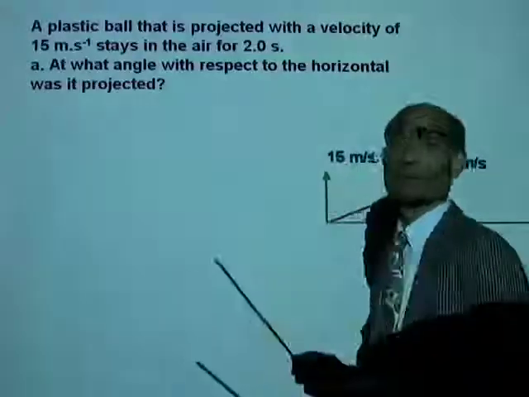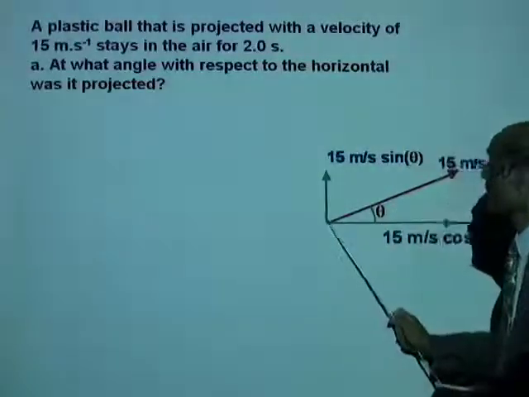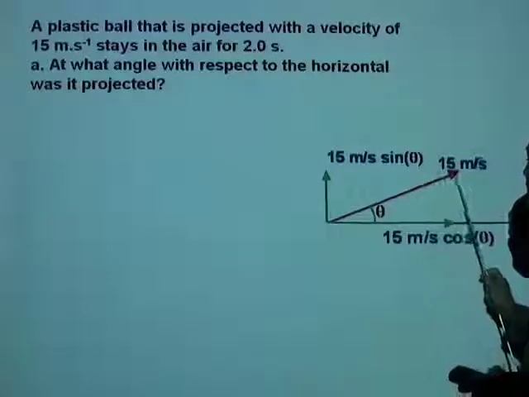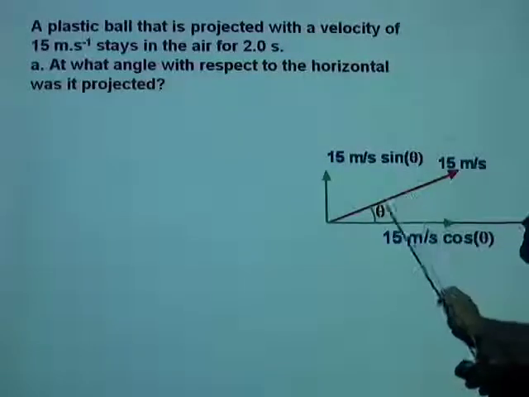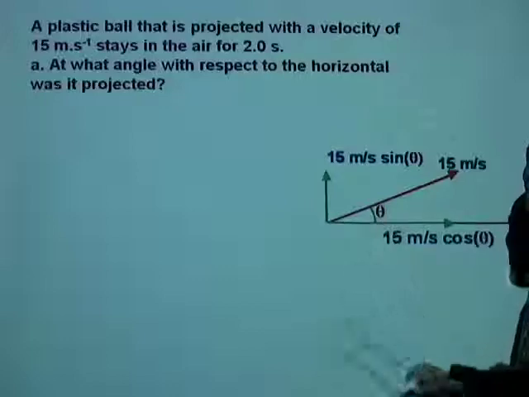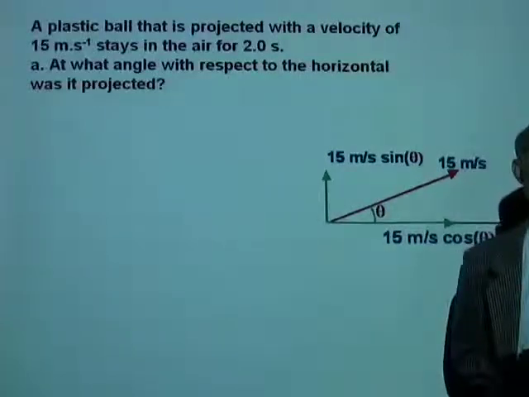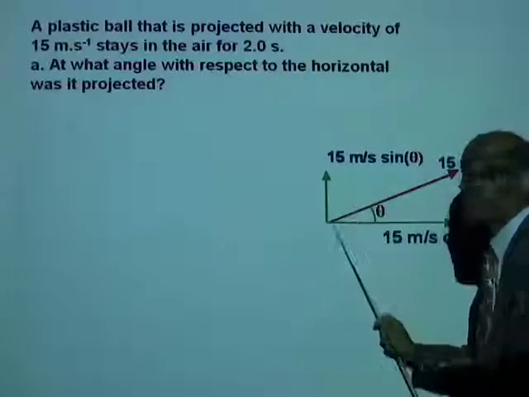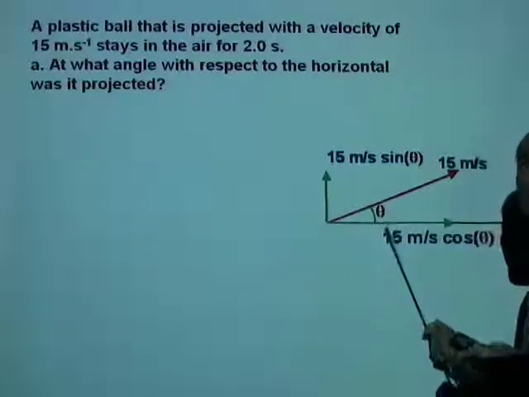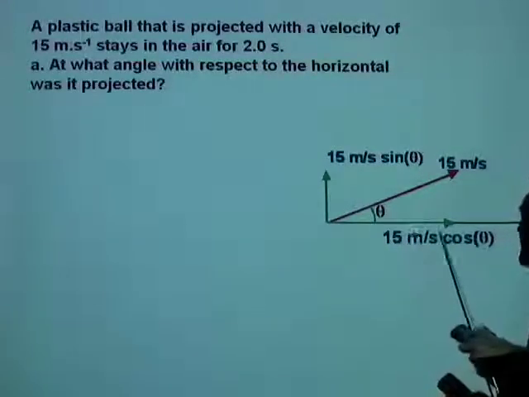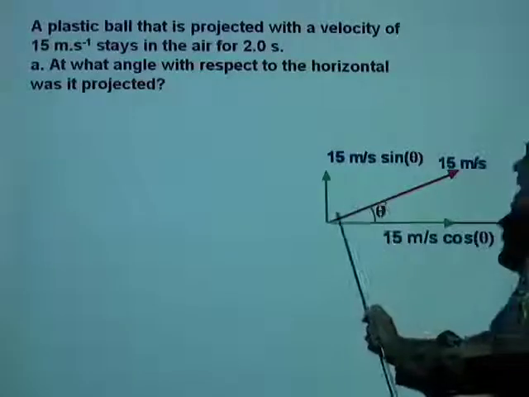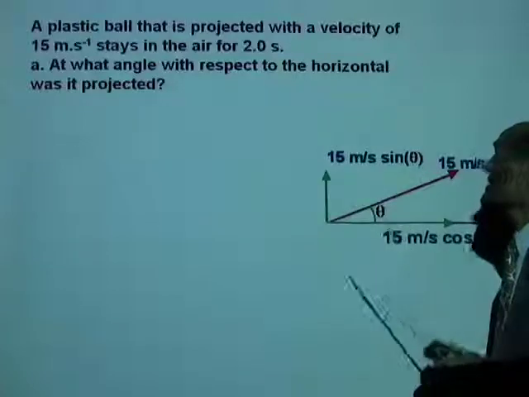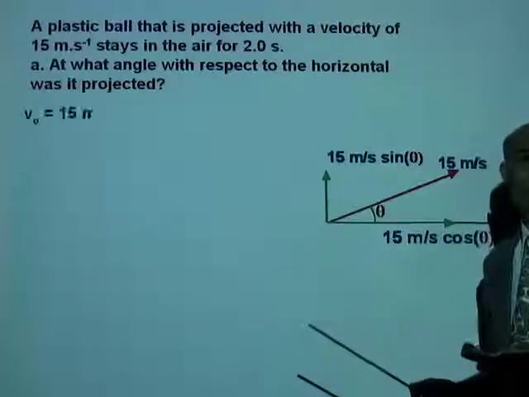Alright, let's set it up. Here we have a plastic ball projected with a velocity of 15 meters per second at an angle theta, and we need to find that angle theta. Now, the velocity has a horizontal component 15 meters per second cos theta and a vertical component 15 meters per second sine theta.